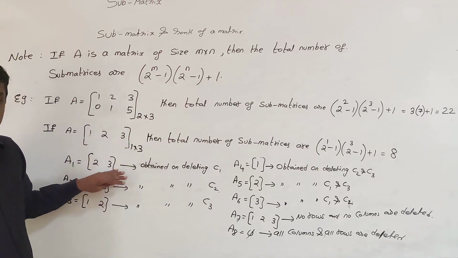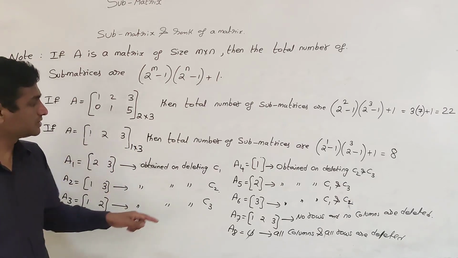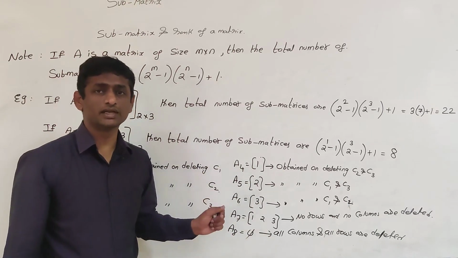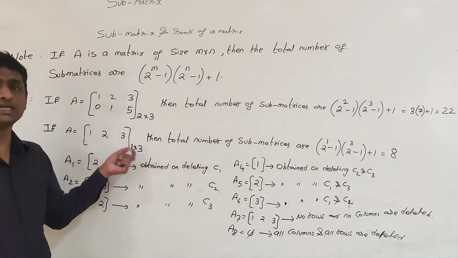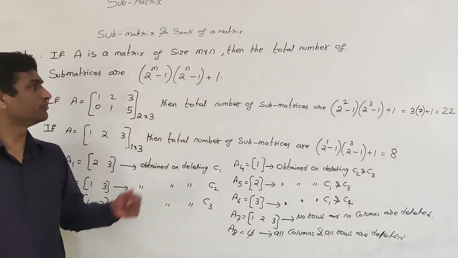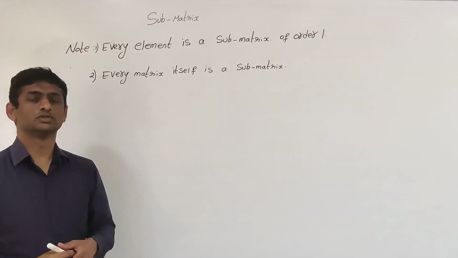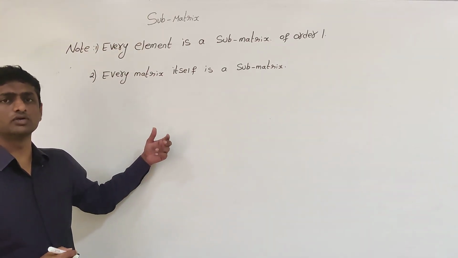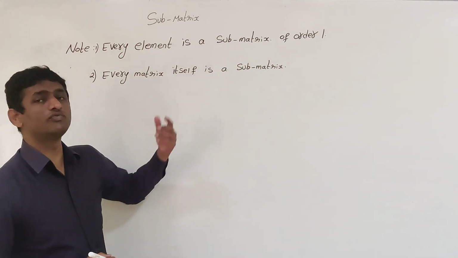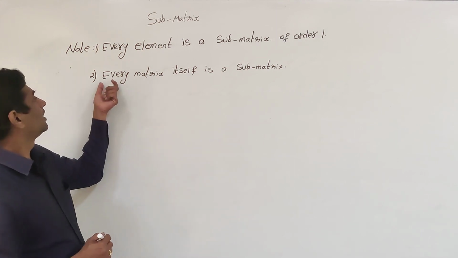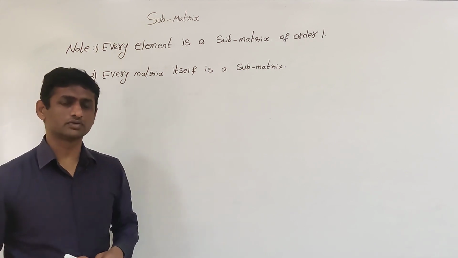So from this example we have concluded 2 points. One is every element of order 1 is a submatrix, and if A is a matrix then itself is a submatrix. So we will list out all the points. The note is, what are the 2 points we have concluded: every element in a matrix is a submatrix of order 1 and every matrix is itself a submatrix.